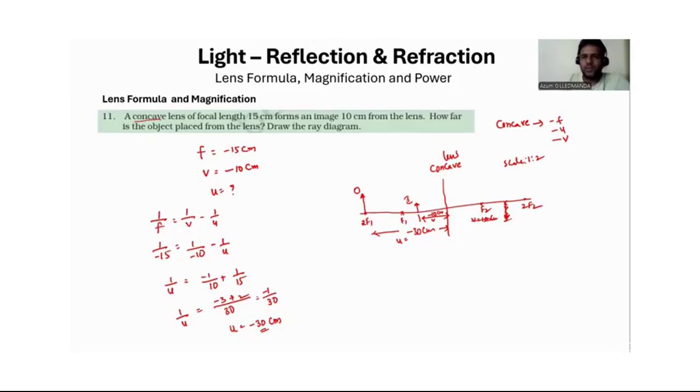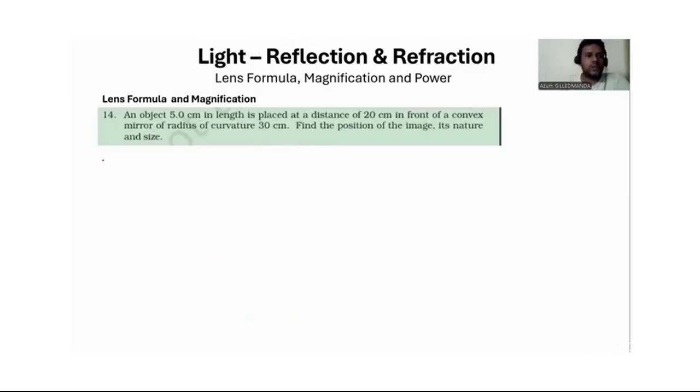All right, guys. Remember, if it is a concave lens, we have seen a number of ray diagrams, the image is also on the same side. Okay, now let's look at another one. An object 5 centimeter in length, object length, that is h dash. H dash is given as 5 centimeters and is placed at a distance of 20 centimeter in front of a convex lens. So what are our sign conventions for convex? Plus F, minus U, plus V, right?